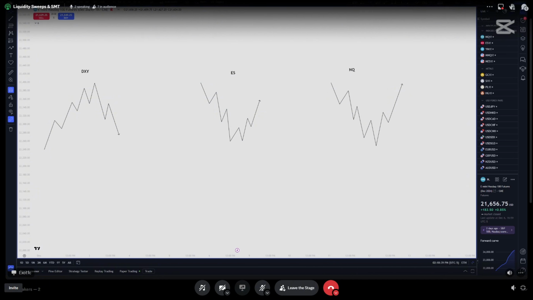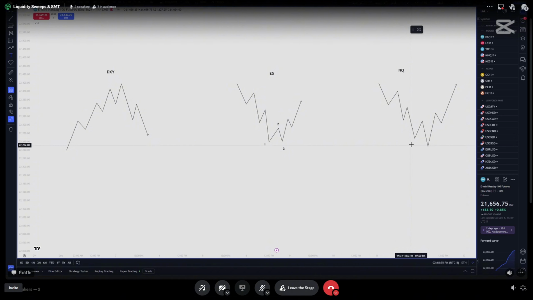1, 2, 3. Same thing here, 1, 2, 3, and we'll have this here, 1, 2, 3. Basically what we're looking for is that we want all the assets to be correlated together, moving together. And when we see the DXY take this high, which since they're inversely correlated is this low here, we see ES does not take this, and we see NQ take this.